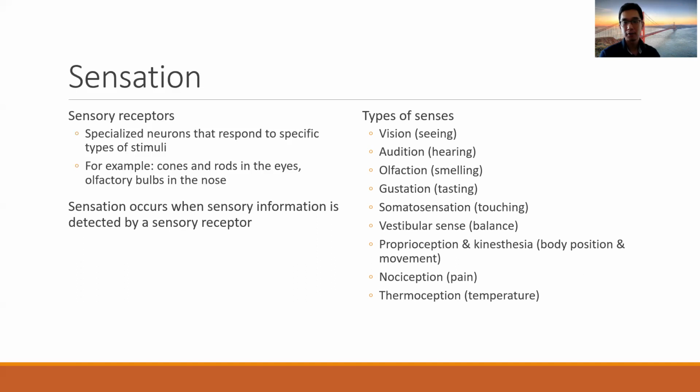So vision is a type of sense. Of course, we can see things. That's vision. Audition is hearing. So we can hear things, which means we have a sense of audition. Olfaction means smelling. Another word for smelling is olfaction. And another one is called gustation. So it's about tasting.